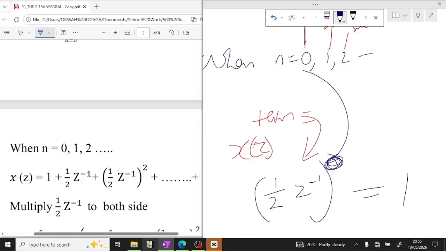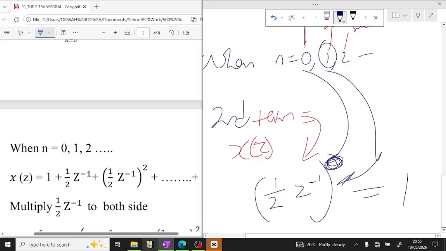Now, for the second term, n is 1. So you bring that one here. In the first term, n is 0. Second term, n is 1. So here will be 1. So that's what you have here. And anything raised to the power 1 will remain the same. So we just have exactly the same thing. That is why we have our second term as this.